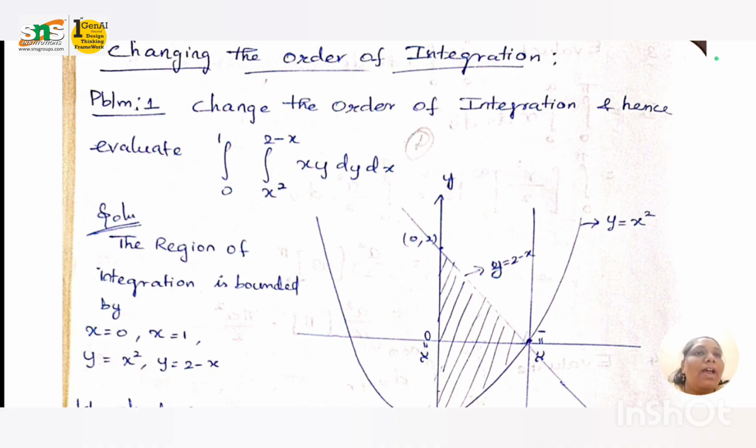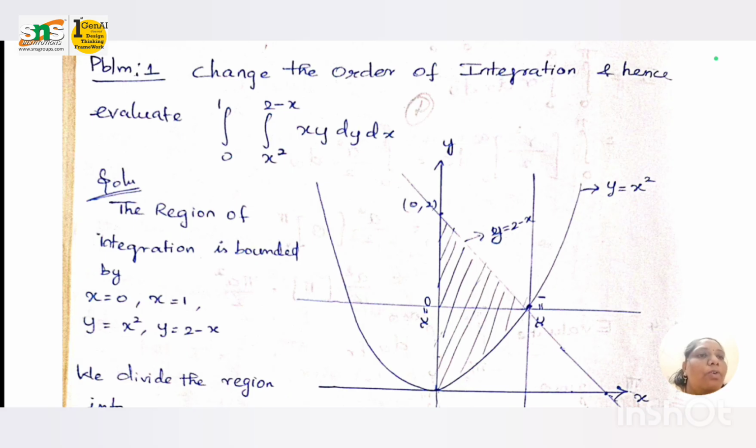So here we are having two intervals, x squared to 2 minus x and 0 to 1. x squared to 2 minus x represents y and 0 to 1 represents x. So the region of integration is bounded by x equal to 0, x equal to 1 and y equal to x squared, y equal to 2 minus x. Now we are going to represent these limits with the help of a graph.